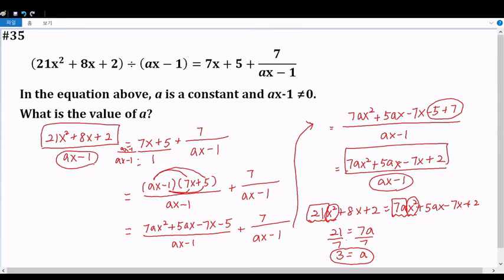Let's check. You know that 5ax minus 7x has to equal 8x. Therefore, 5a minus 7 has to equal 8. Let's solve for a. We add 7 on both sides. We get 5a is equal to 15. We divide it by 5. a is equal to 3. So it was right. Therefore, a is equal to 3.